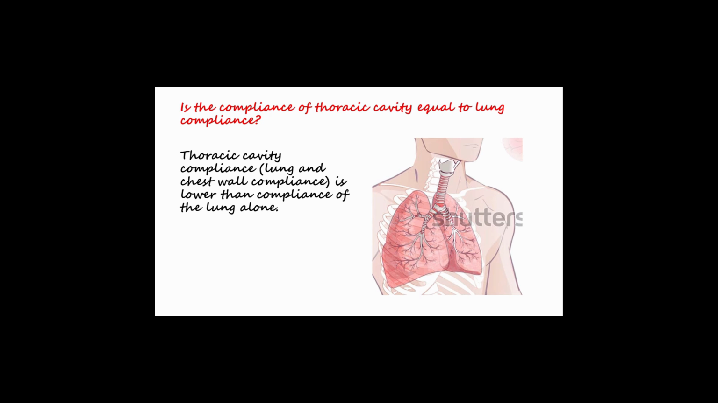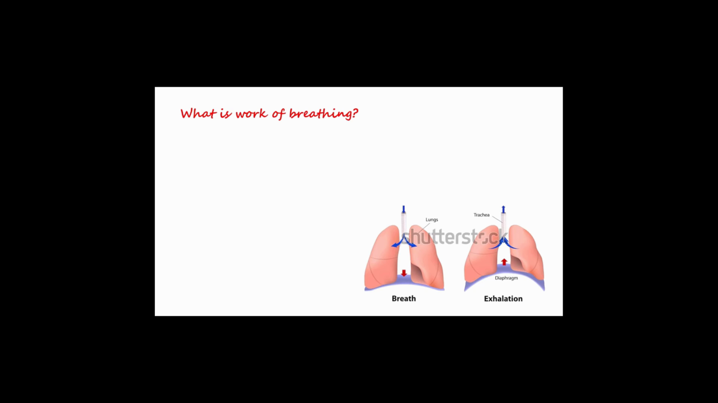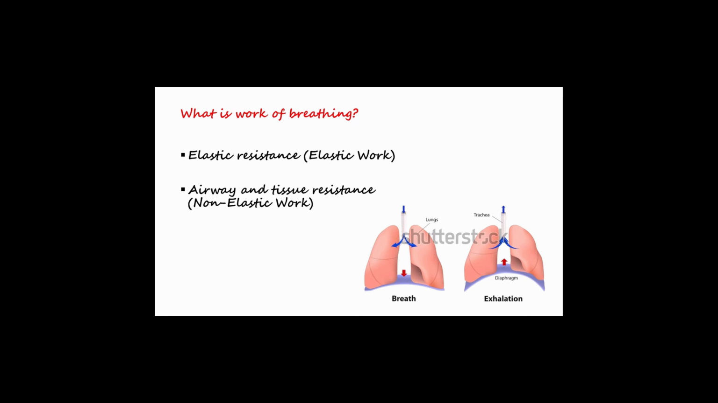Compliance determines 65% of the work of breathing. If the lung has low compliance, it requires more work from breathing muscles to inflate the lungs. What is work of breathing? Work is done by the inspiratory muscles and has two components. A. Work done to overcome the elastic resistance, elastic work. B. Work done to overcome frictional resistance, airway and tissue resistance, non-elastic work.